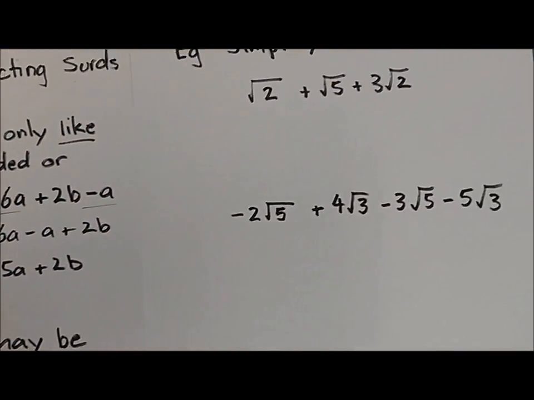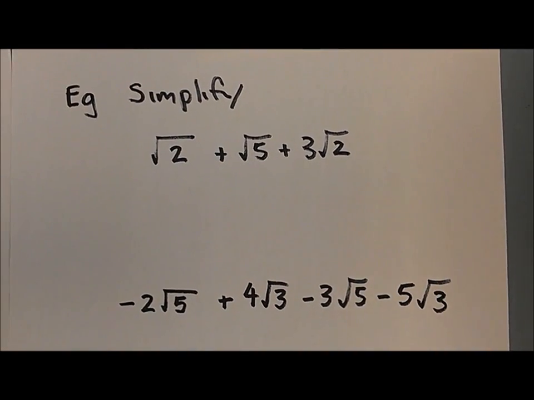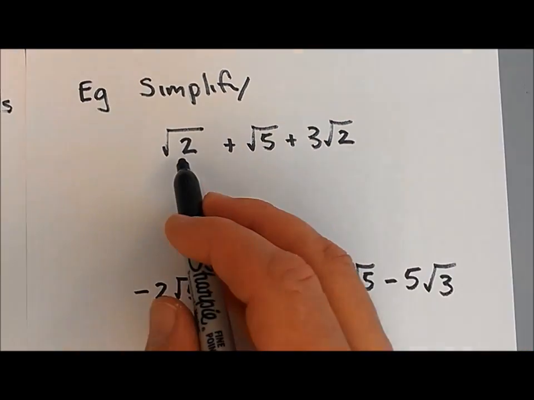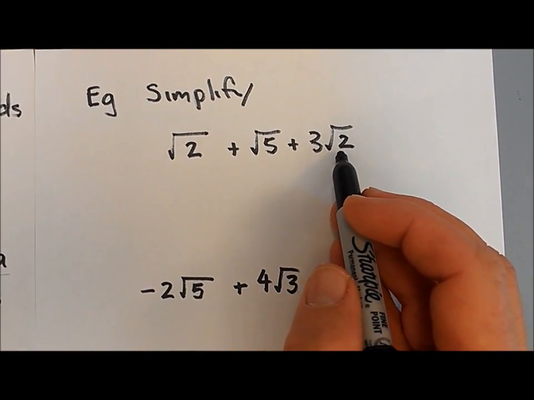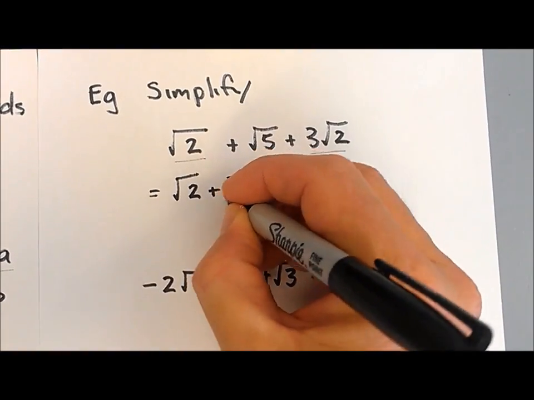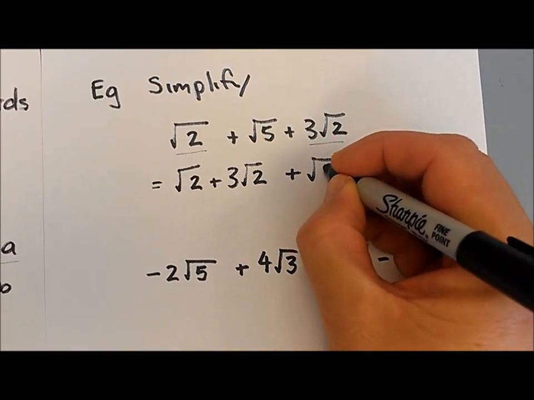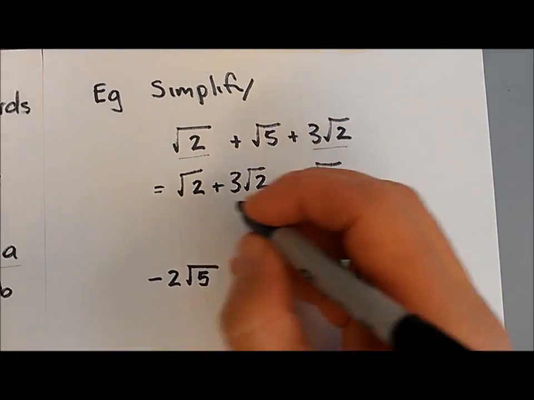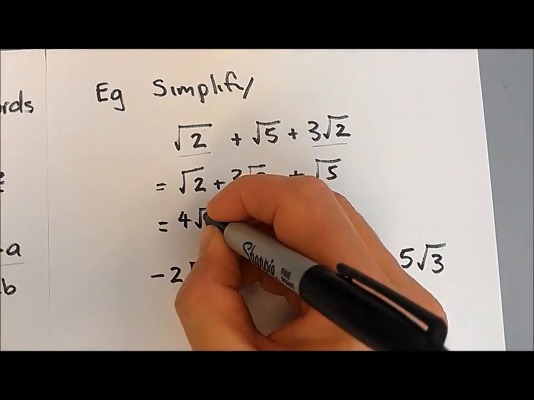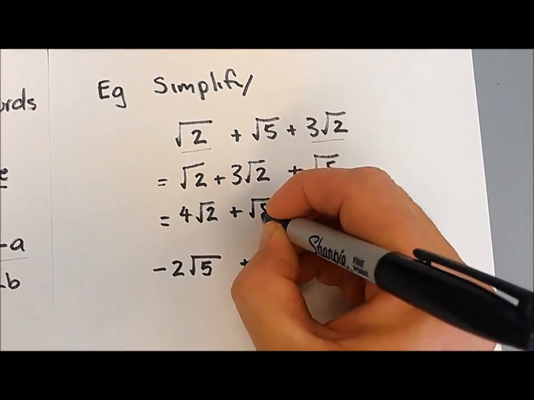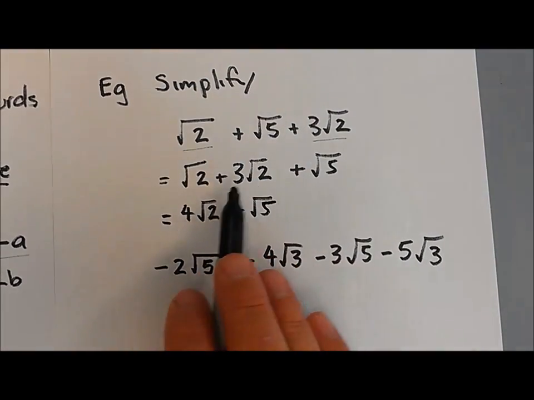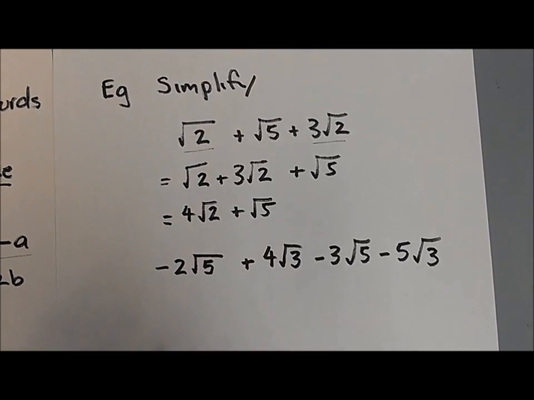So if we've been asked something like this, simplify this expression. So simplify in this case means add it up. We can only add and subtract the like surds. I've got root 2, root 5, root 2. Only these two can be added and subtracted. So root 2 plus 3 root 2 I can do, but the root 5 is on its own over here and I can't do anything further with it. Now this is the same as 1 root 2 plus 3 root 2. I get 4 root 2 plus root 5. So it's very much like algebra. I'm only dealing with those that are like. If there's no number out the front, it means one of them.